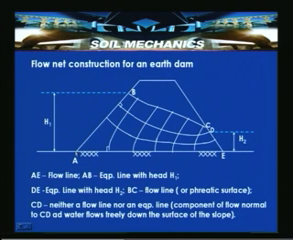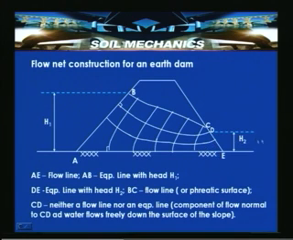So, AB is an equipotential line with total head H1 at all points, and AE is a flow line. If this boundary is assumed to be an impervious boundary, then AE turns out to be a flow line. Then in this case, DE happens to be an equipotential line with head H2.